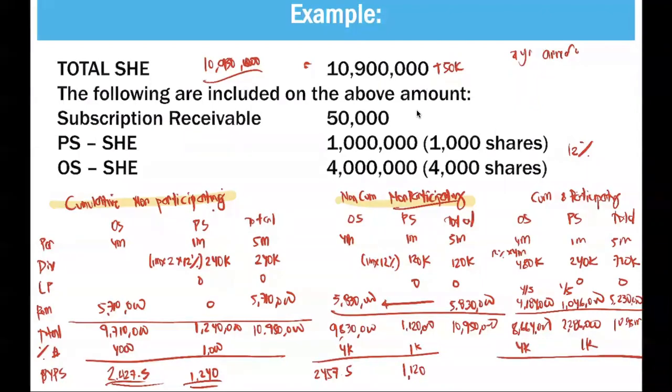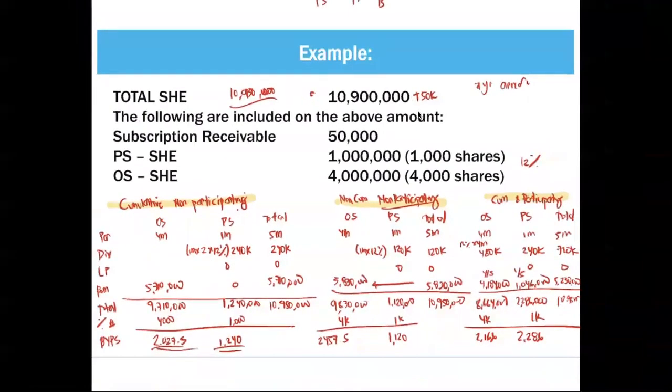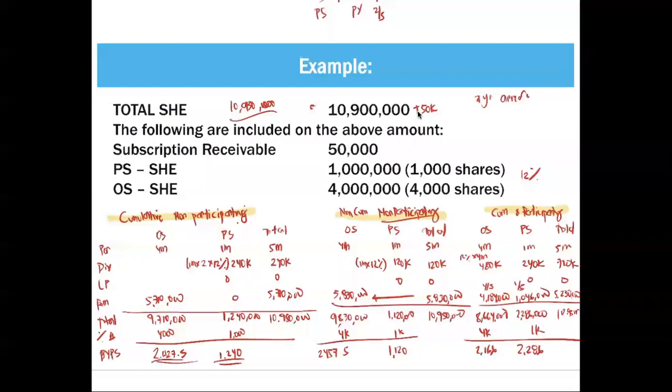So how much? We have here 2,286. And then we have 2,166. Okay, so that's when it is participating. So just remember, how do we compute? First, we give for your par value, and then we have your dividend. So if ever it is non-cumulative, you only give 1 year. Cumulative, you give the dividend in arrears.